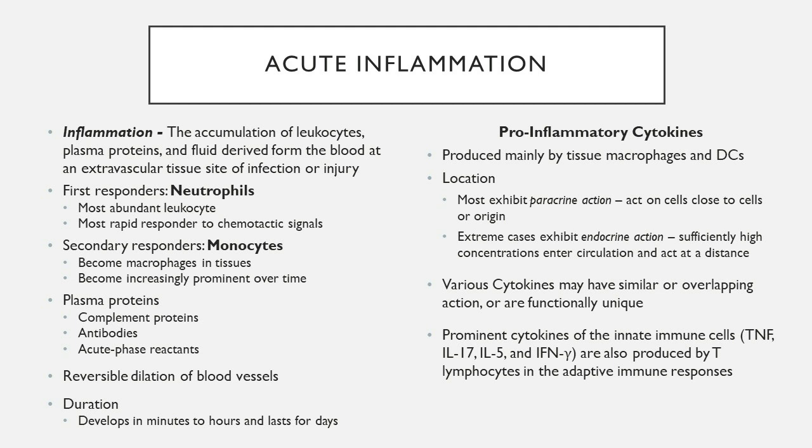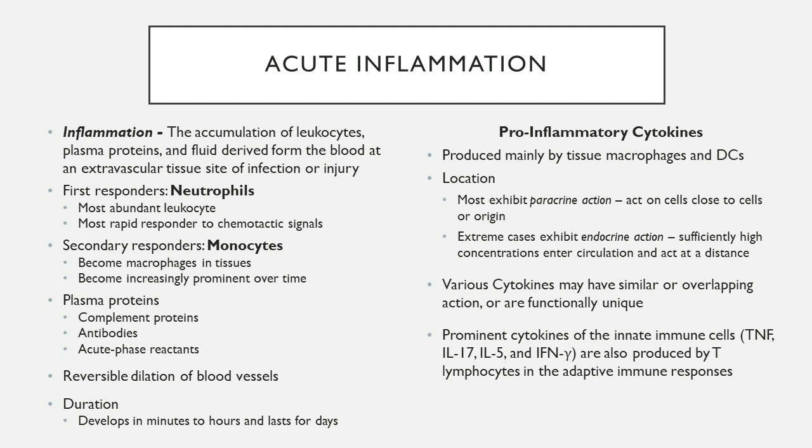But in extreme cases, when inflammation is really severe, then these cytokines can act in an endocrine action, which means that sufficiently high concentrations can enter circulation and act in a systemic manner throughout the body. Now, as we're going to learn soon, many of these cytokines have similar or overlapping action. They can also be functionally unique in many ways, and they can also serve to amplify the expression of other cytokines in sort of a cascading and amplifying or feedback manner.